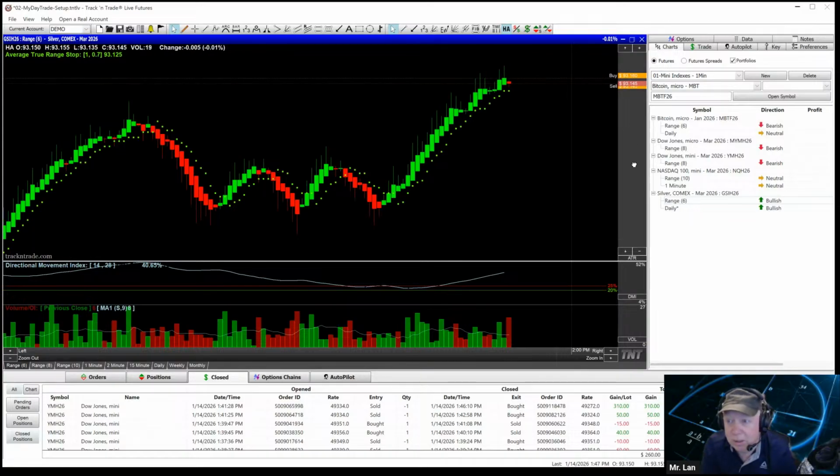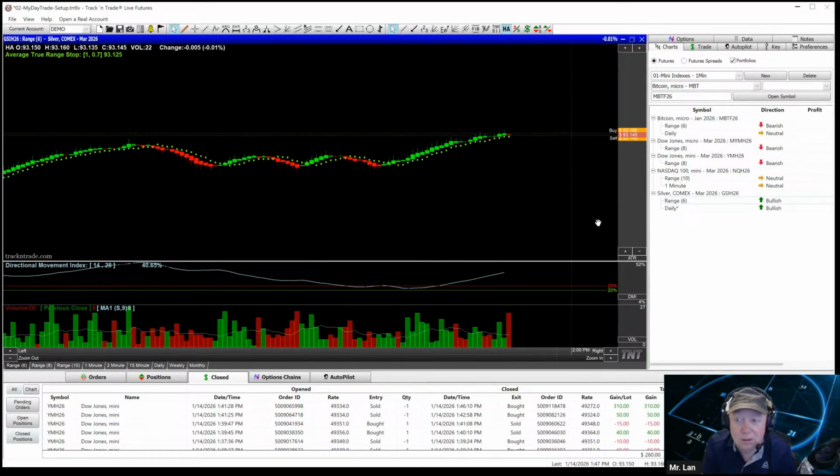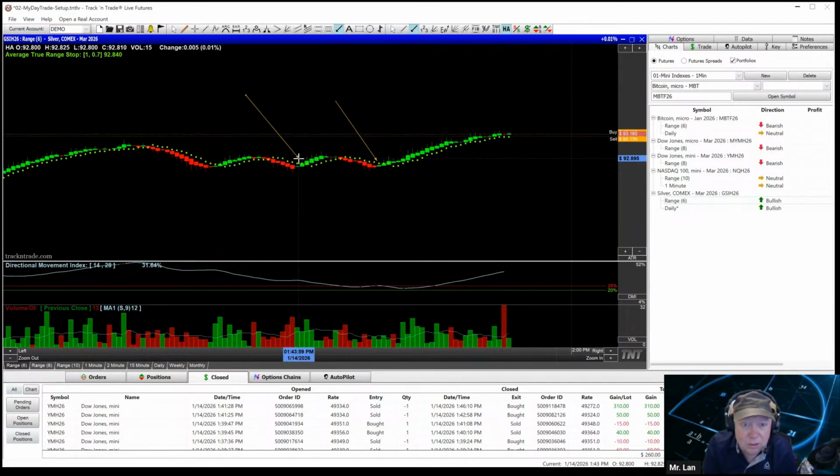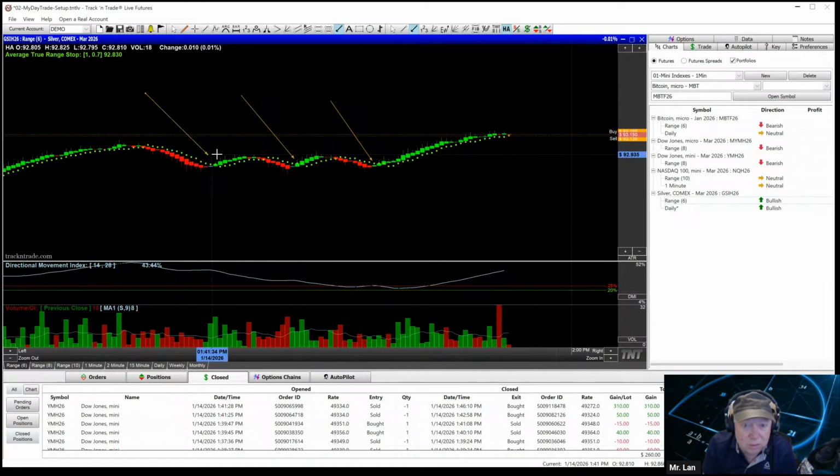That's range bar 6 on silver. It wants to go up. That would have been a good buy spot. Nah, not so much. It would have been a break even.